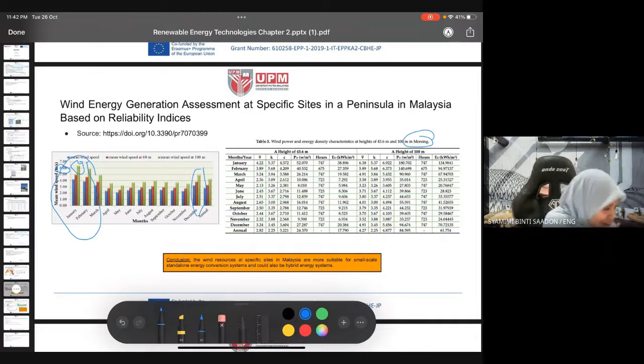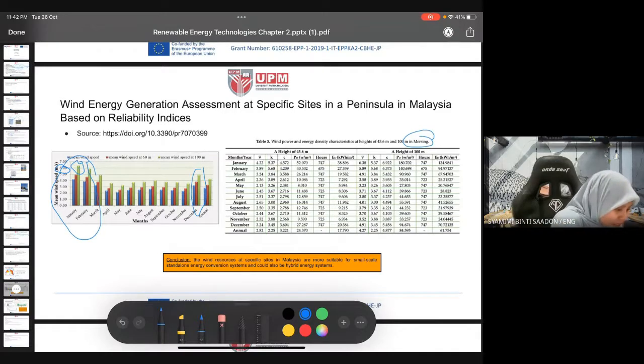Wind power and energy density characteristics at heights of 43.6 meters and 100 meters in Mersing. At these different heights, we can see the wind power density achieved in Mersing. So the conclusion from this paper is that the wind resource at specific sites in Malaysia is more suitable for small scale standalone energy conversion systems and could also be a hybrid energy system.